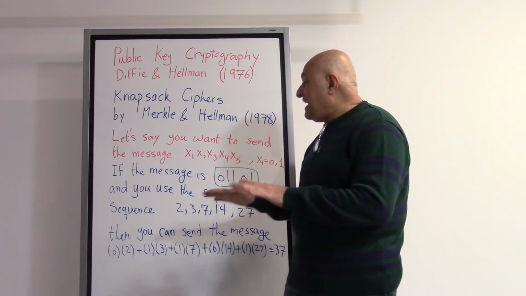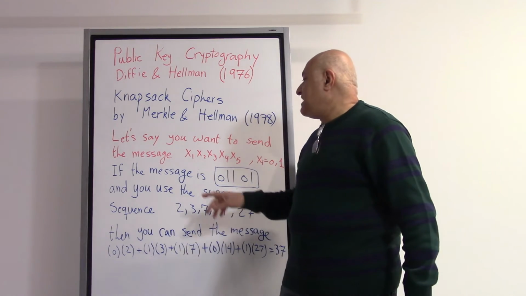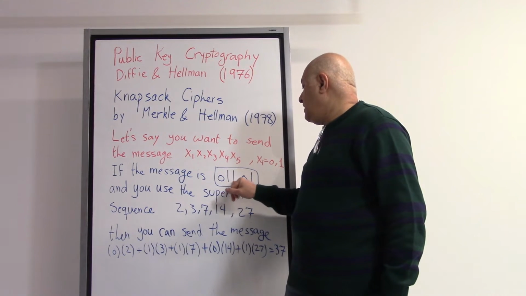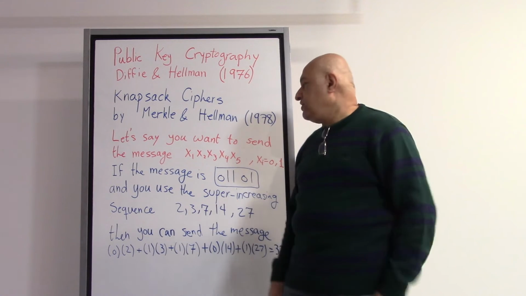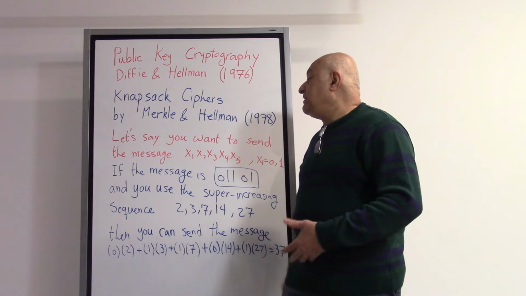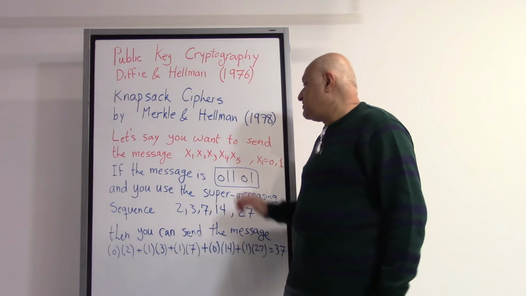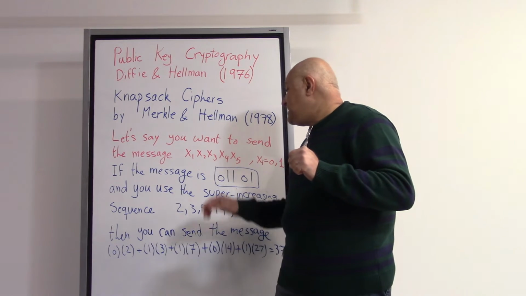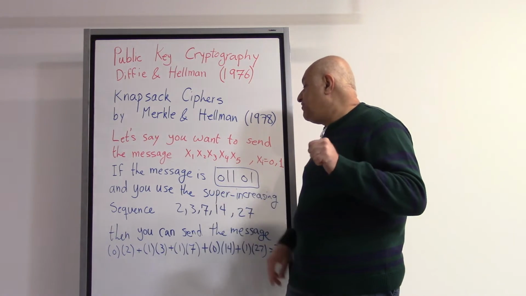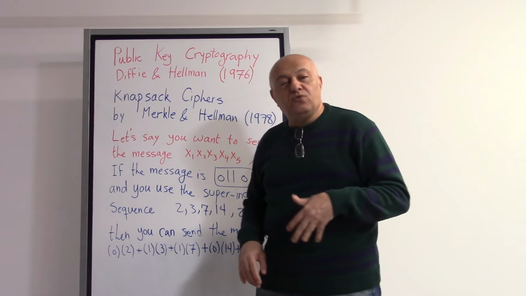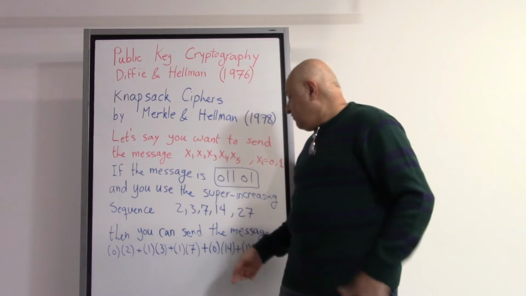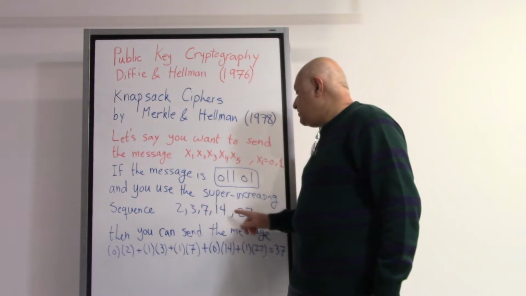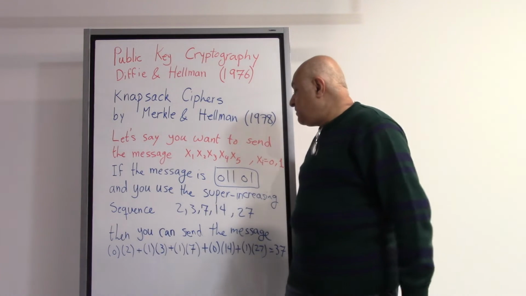Some of them could be 1, some of them could be 0, and you want to send this message. Let's make one example. Let's say the message that you want to send is 01101, which has a meaning depending on how you did the translation. And let's say you use super increasing sequences to send this message. What is that? For example, consider this sequence of numbers: 2, 3, 7, 14, and 27.